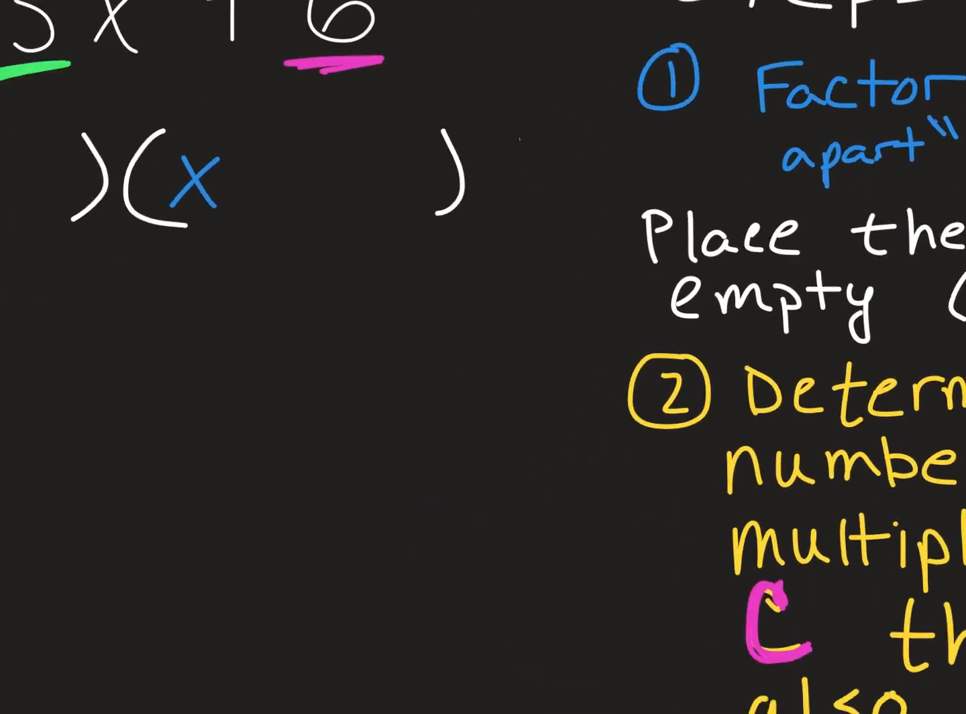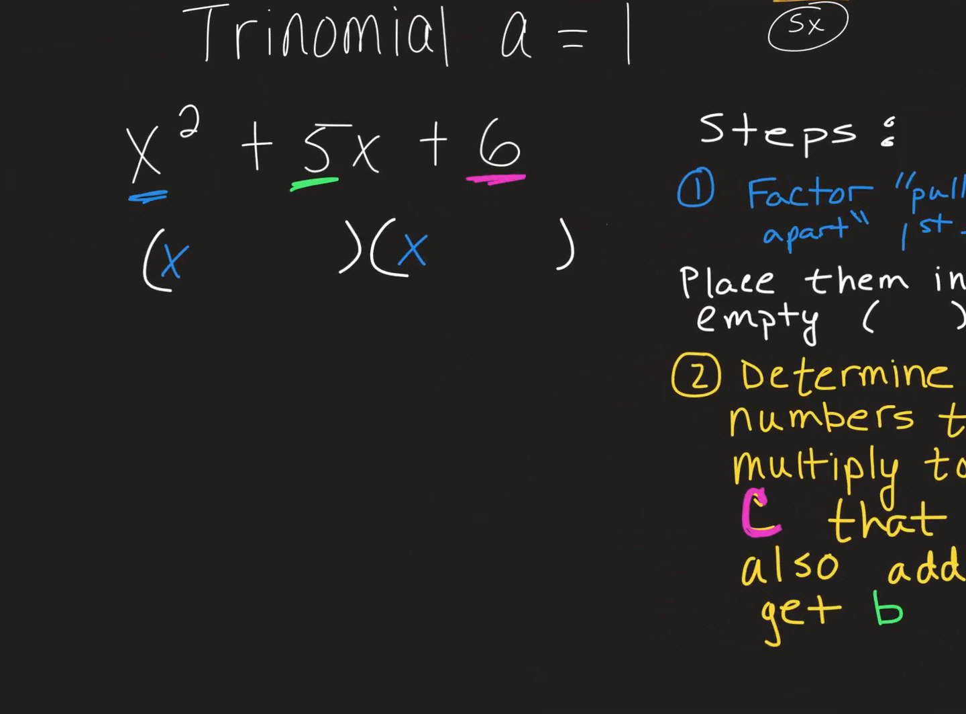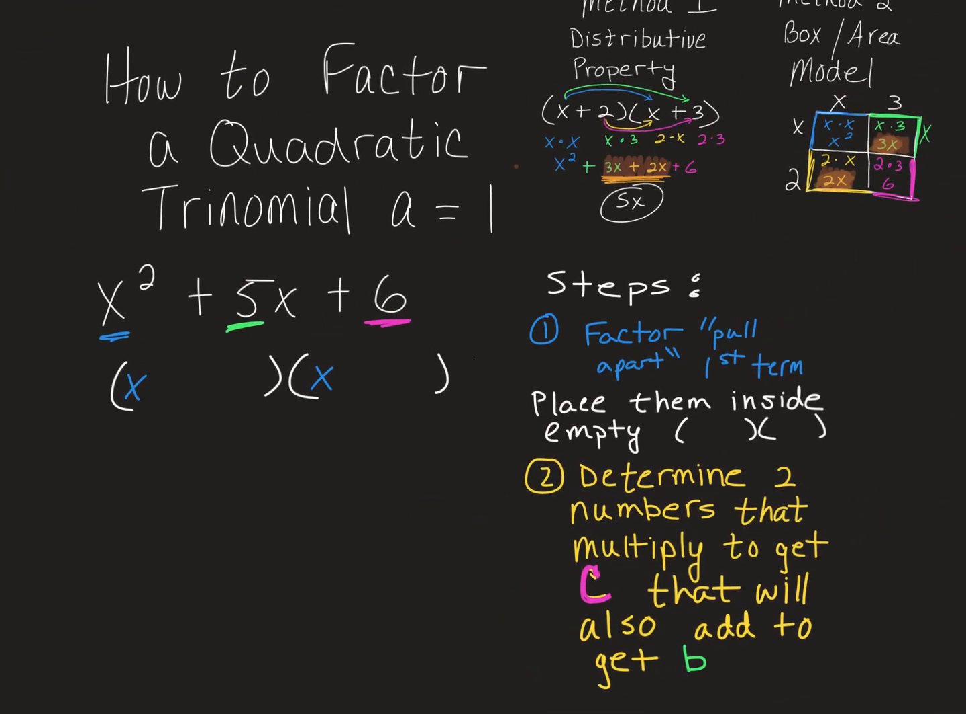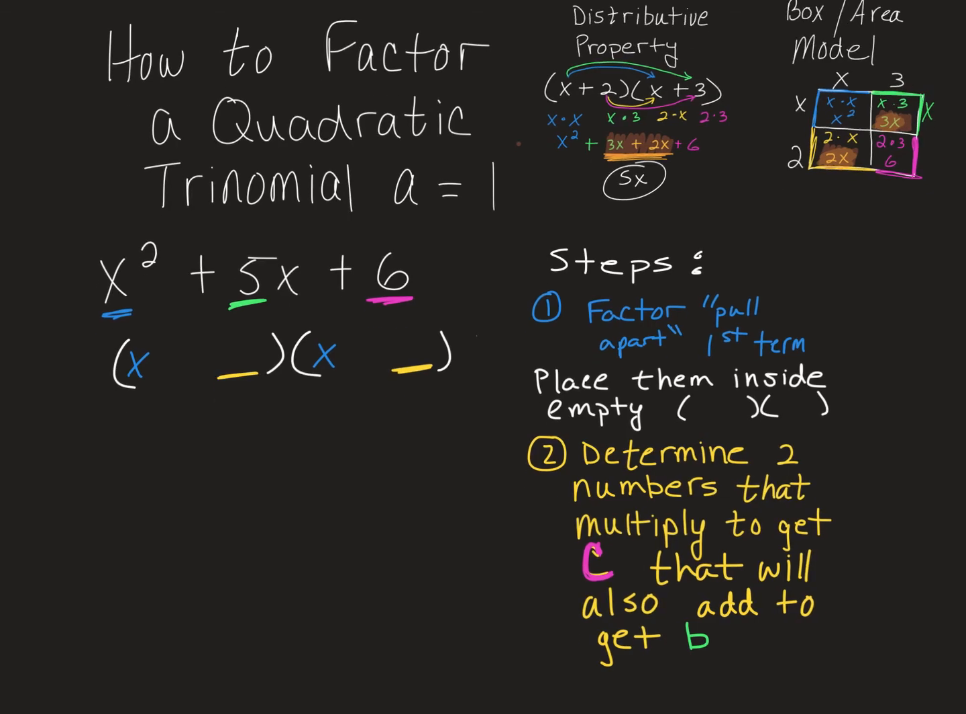So that is why we need to determine, we know that the last two numbers in those binomials need to multiply together so that we're going to get C, so that we're going to get that third number, but they also need to add in order to get that middle term, which is going to be B. So what I personally do is I always just kind of set up a table.